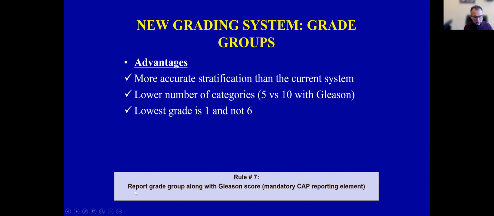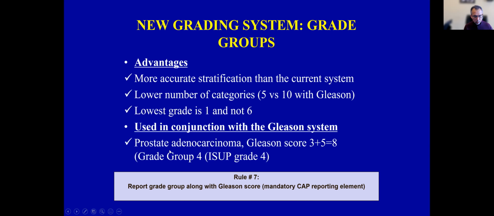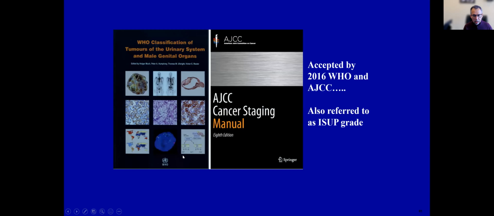So our rule number 7 is to report the grade group along with the Gleason score, a mandatory CAP reporting element. An example is shown here: prostate adenocarcinoma, Gleason score 3 plus 5 equal 8, grade group 4, prostate cancer. And again, I think if you are practicing in America, typically it would be referred to as a grade group. This system has also been endorsed by WHO and by the AJCC Cancer Staging Manual. So I think reporting of this element is quite important.